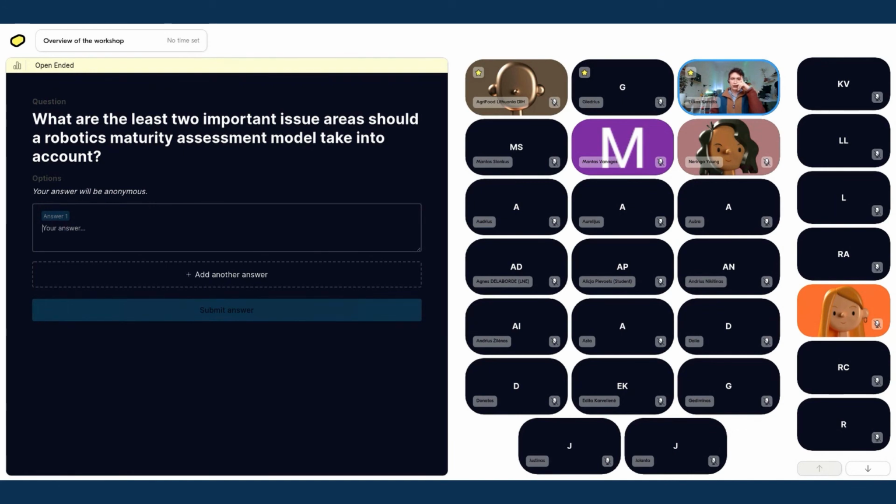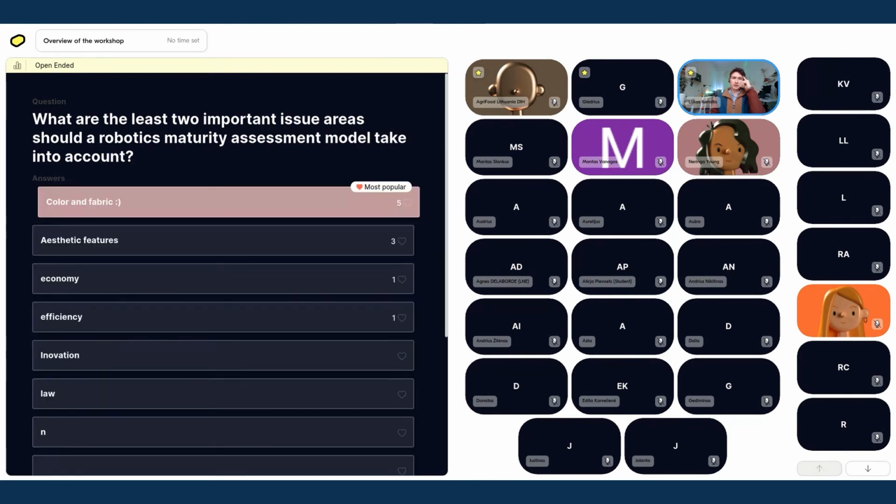Because sometimes it's really hard to. A few more minutes. All issues are equal, someone is saying. Okay, I can see the winner here. The winning answer is color and fabric. And thank you, someone, for this nice joke. Well, not really a joke, it's also an opinion. So, great.